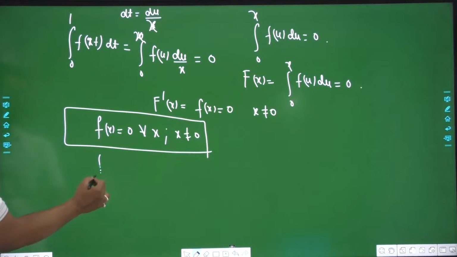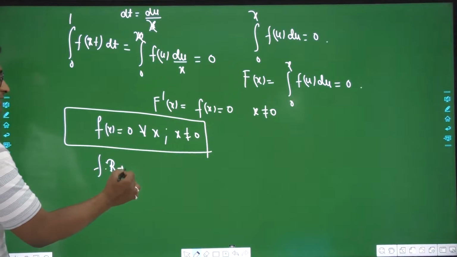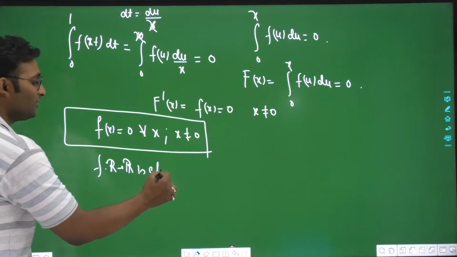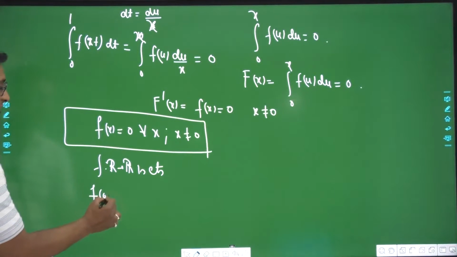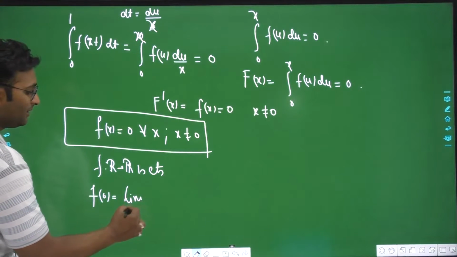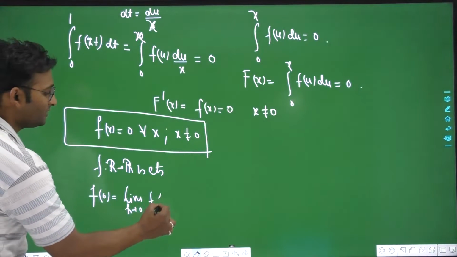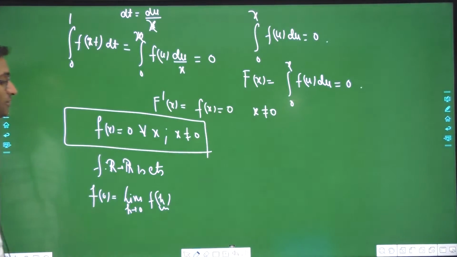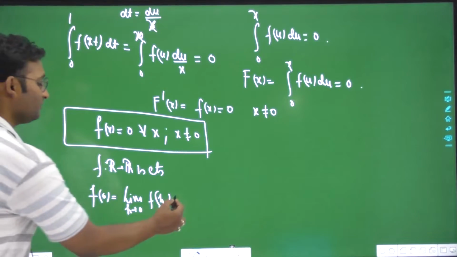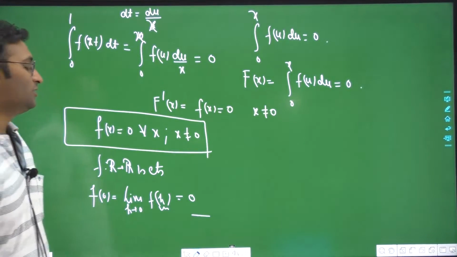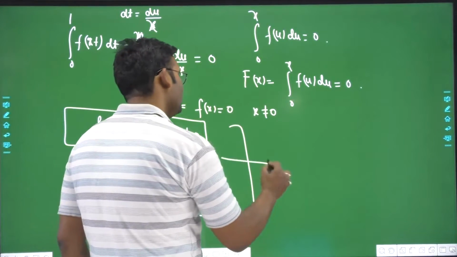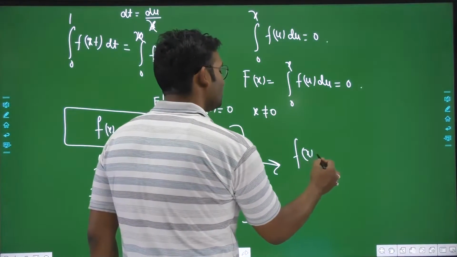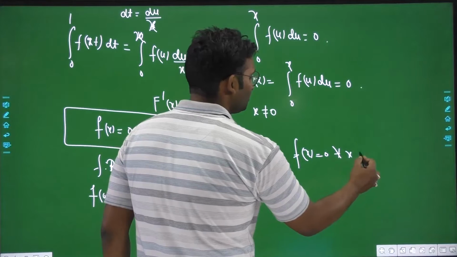That is, f of x is equal to 0. Also, what is given? f from R to R is continuous. Since f from R to R is continuous, that implies f of 0 can be written as the limit h tends to 0 of f of h, and since for every arbitrary non-zero real number the function is 0, that implies f of 0 is also equal to 0. What does it imply? It implies f of x is equal to 0 for all x belongs to R.